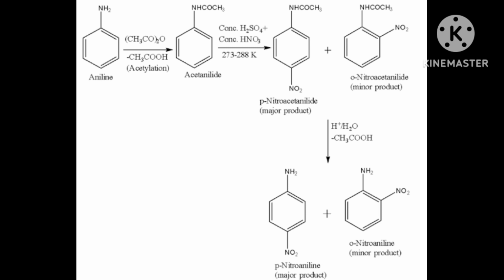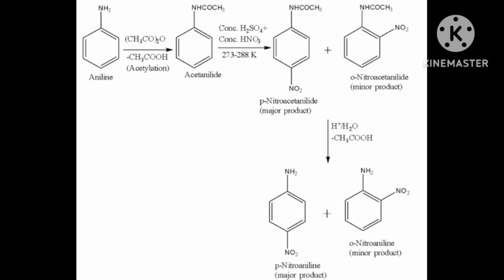And if there is no position for para and meta, then in the end NO2 will join at ortho, but its percentage will be very less, 2%. Okay. However, by protecting the NH2 group by acetylation reaction with acetic anhydride, the nitration reaction can be controlled and the para-nitro derivative can be obtained as the major product.